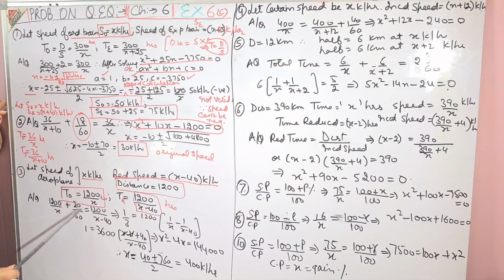1200 upon x plus 20 upon 60 is equal to 1200 upon x minus 40. See, it was given in minutes, so I changed the minutes into hours. X is more than x minus 40. This time I have added the time in the original speed, because the original speed was x. When I reduced, it was x minus 40. X minus 40 is less than x. I told you, where the speed is more in the denominator, on that side you are going to add the time.